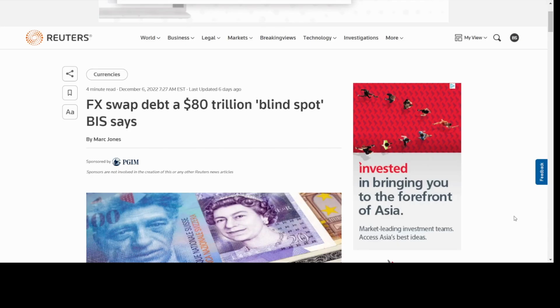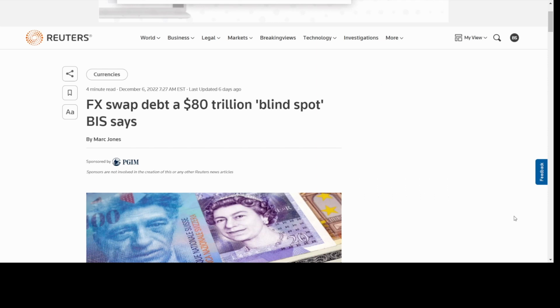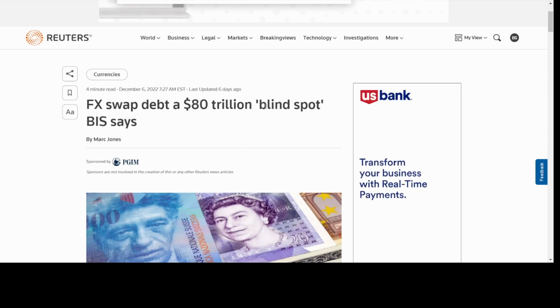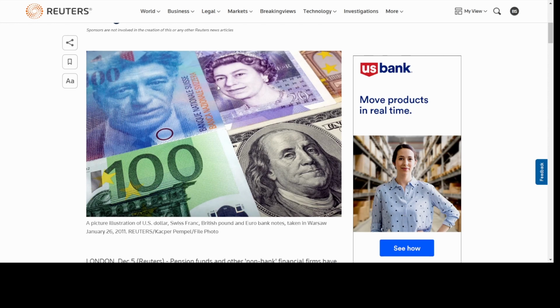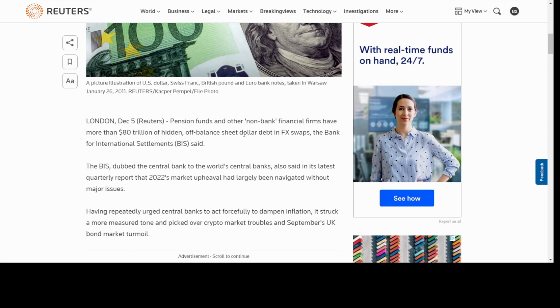Okay, so I stated some of the solutions of the liquidity crisis, but now I want to get into more of the catalysts of how I see it happening. So here we have an article from Reuters, and they state that pension funds and other non-bank financial firms have more than $80 trillion of hidden off-balance sheet dollar debt in foreign exchange swaps, the Bank for International Settlements states.